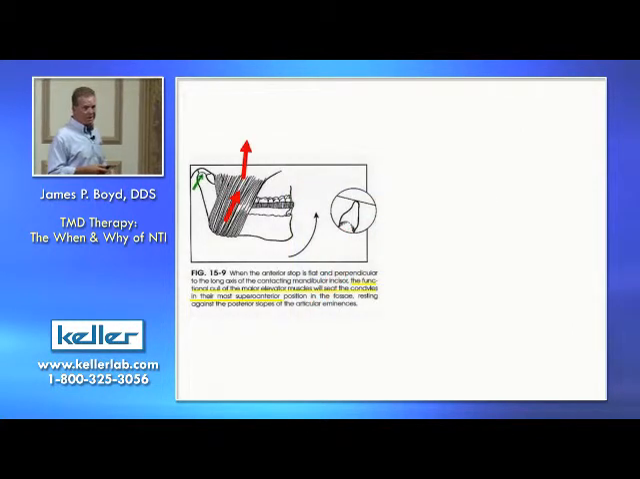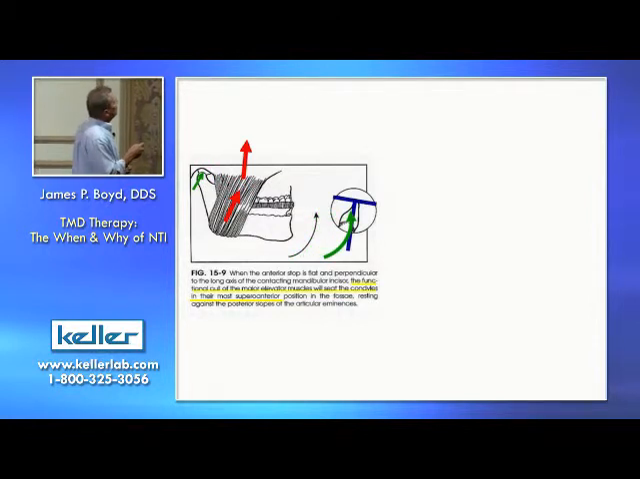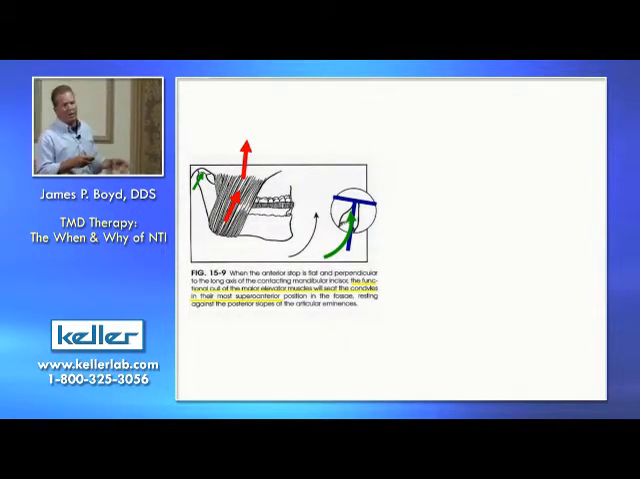Here's Jeff Okeson's textbook on how to make a flat plane splint. First thing you do, you make a flat plane and you add a little bump here in the front. And he says, don't forget, the functional pull of the major elevator muscles will seat the condyles in their most superior anterior position. That's because the force vector is superior anterior. That's why it does it. There isn't anywhere else it's going to go.